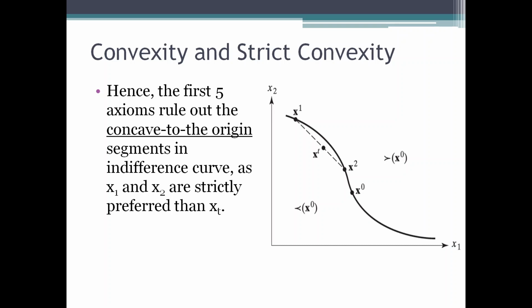So these assumptions rule out the concave shape of the indifference curve. As you can see, moving from one axiom to another, we are building our rational, relevant, consistent preferences and our indifference curve structure. So this concave area is ruled out by our convexity and strict convexity axioms.